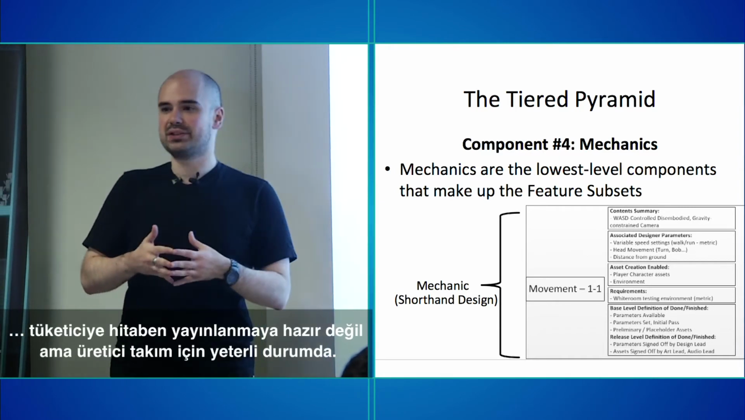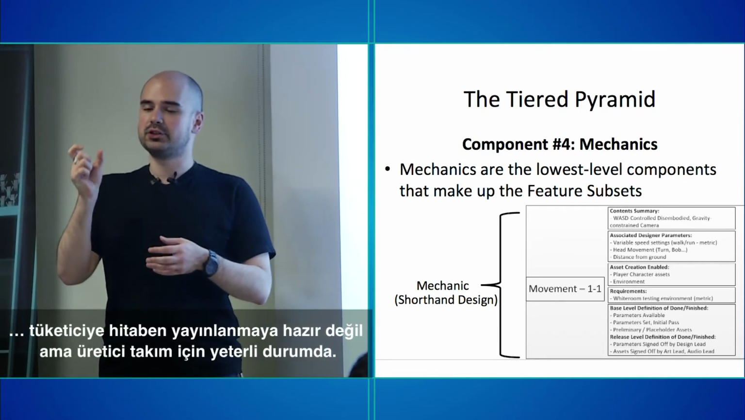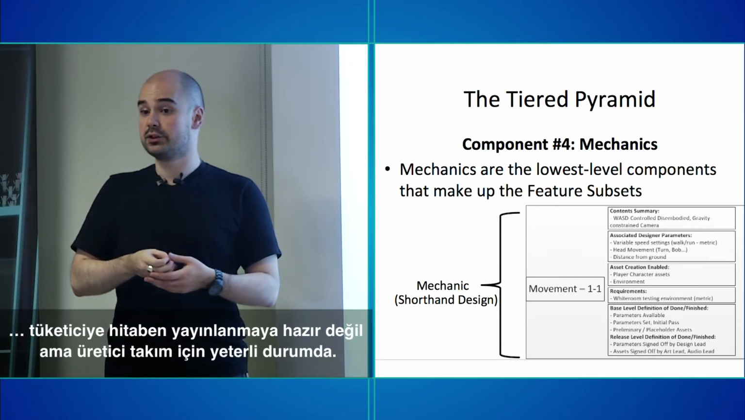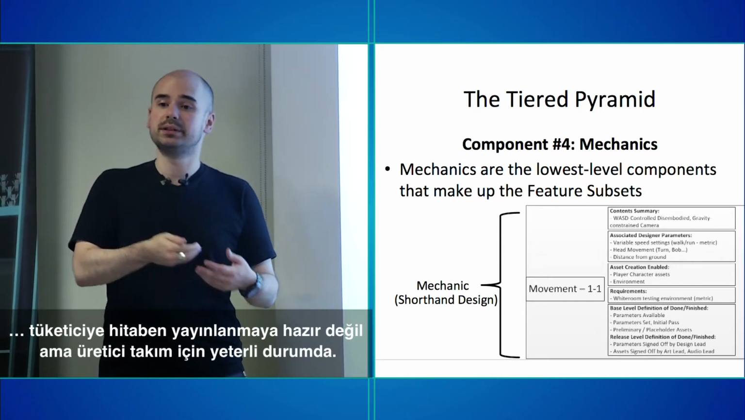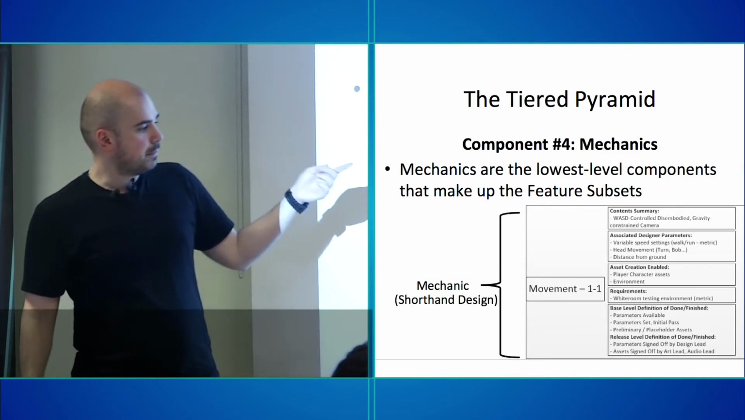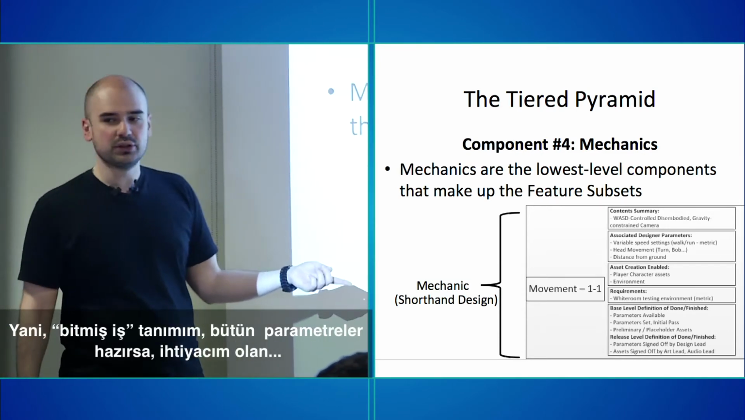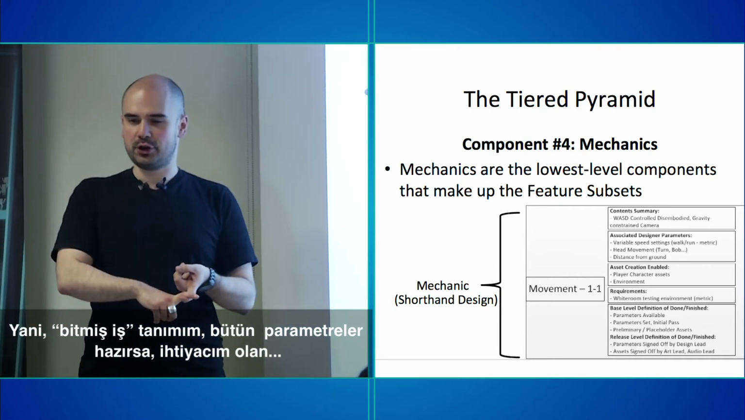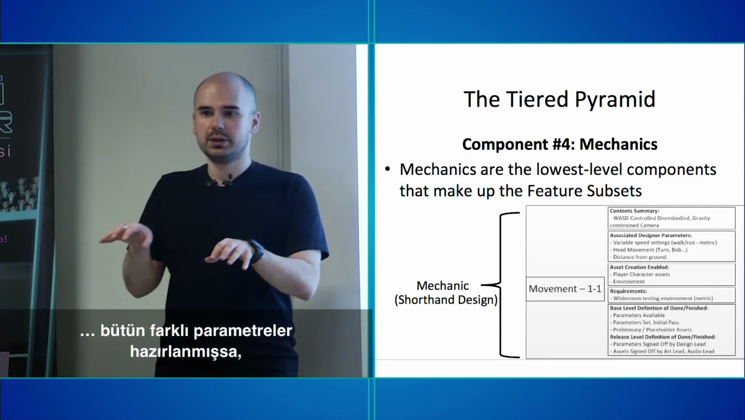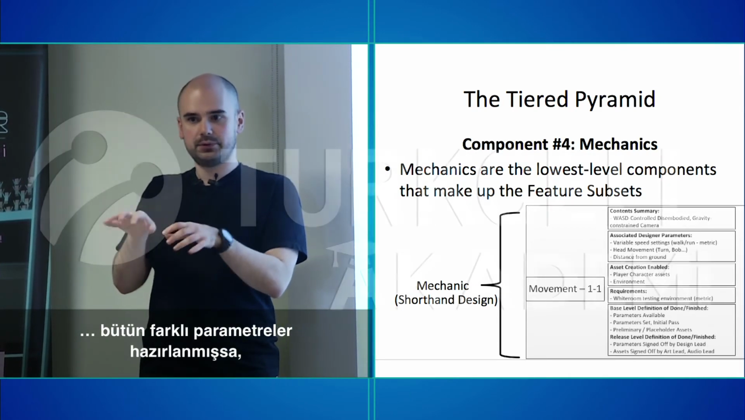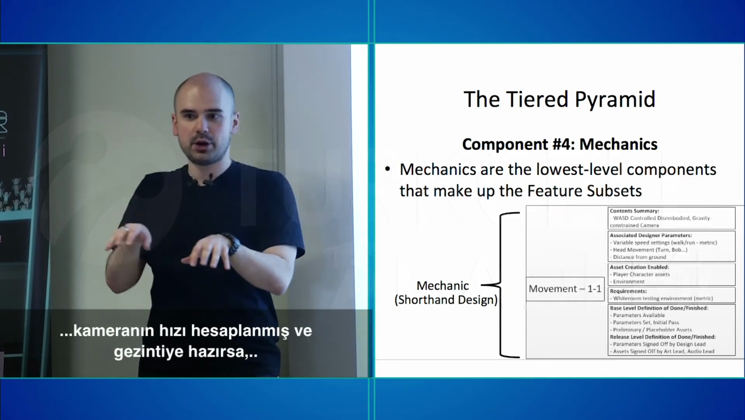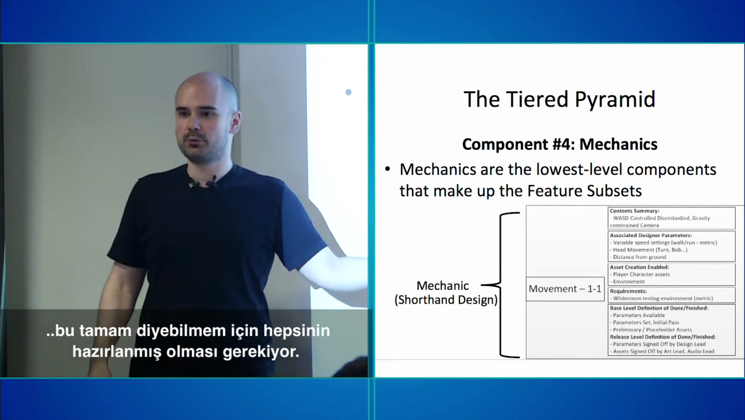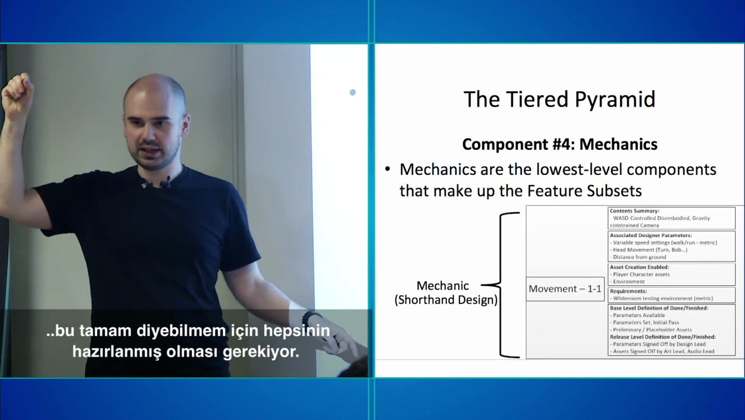So when I say base level, this means that it's not releasable. You can't actually release it to the end consumer, but it's good enough for the needs of the team. So my standard base level definition of done or finished is when all the parameters are available. So all the different parameters that I need to tweak, so the speed of the camera as it's moving around and all these other things, they have to be available for me to be able to say that it's done at a base level.